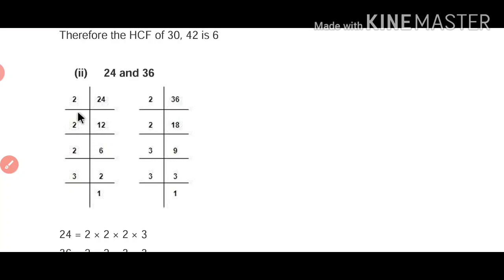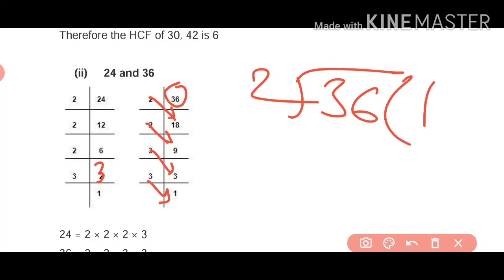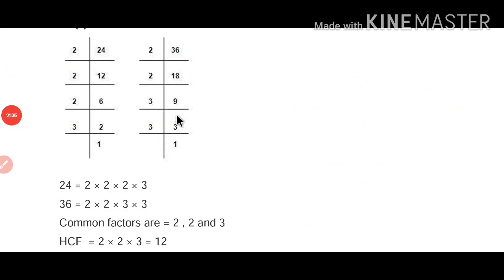Again we will find the prime factorization. So 2 12s are 24, then 2 6s are 12, 2 3s are 6, and 3 1s are 3. Then 36: 2 18s are 36, then 2 9s are 18, 3 3s are 9, 3 1s are 3. If you do not know how to find it directly, you can divide step by step also. Now we have to write the factors. So 24 is 2 multiply 2 multiply 2 multiply 3, and 36 is 2 multiply 2 multiply 3 multiply 3.